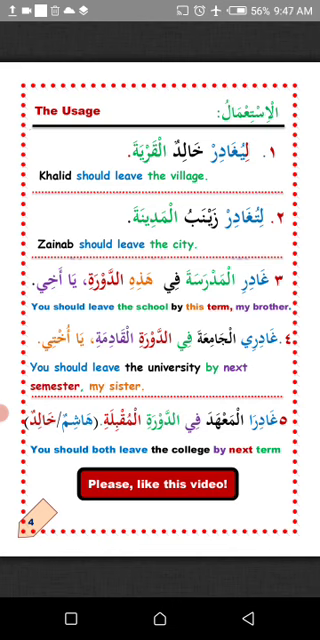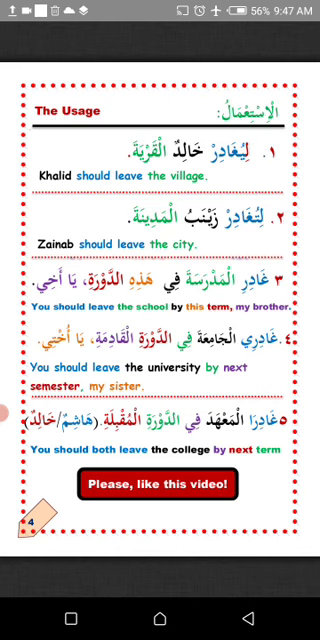ثلاثة, number three. غادر المدرسة في هذه الدورة يا أخي. غادر المدرسة, leave the school. في هذه الدورة, by this time. يا أخي, my brother. غادر المدرسة, you should leave the school.